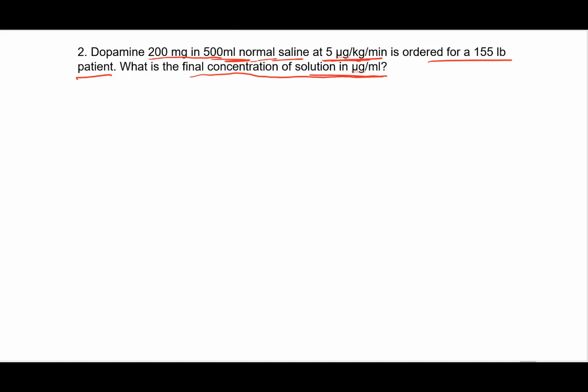If you look at the wording of the question, we only need to find out the final concentration of the solution. We are not concerned about the weight of the patient or even the dose. That information is all unnecessary. This is just given to confuse you, so we don't need to use it. All we know is that we have 200 milligrams present in 500 milliliters of the infusion solution, and let's convert that into milligrams per mil first.